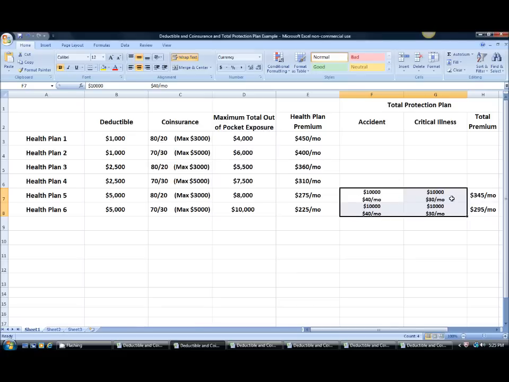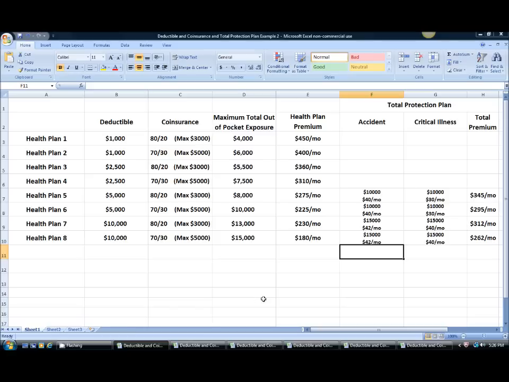What the total protection plan does is it takes the scariness out of the high out-of-pocket exposure from a high deductible health plan. That's what this does. It provides you a way of getting affordable coverage, more affordable coverage than you probably have now, and still, frankly, increasing your coverage, having better coverage than you have now.